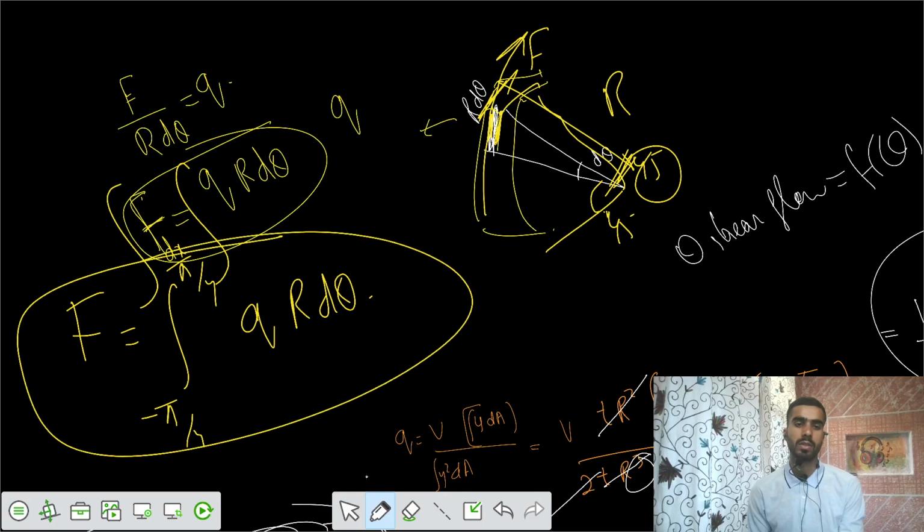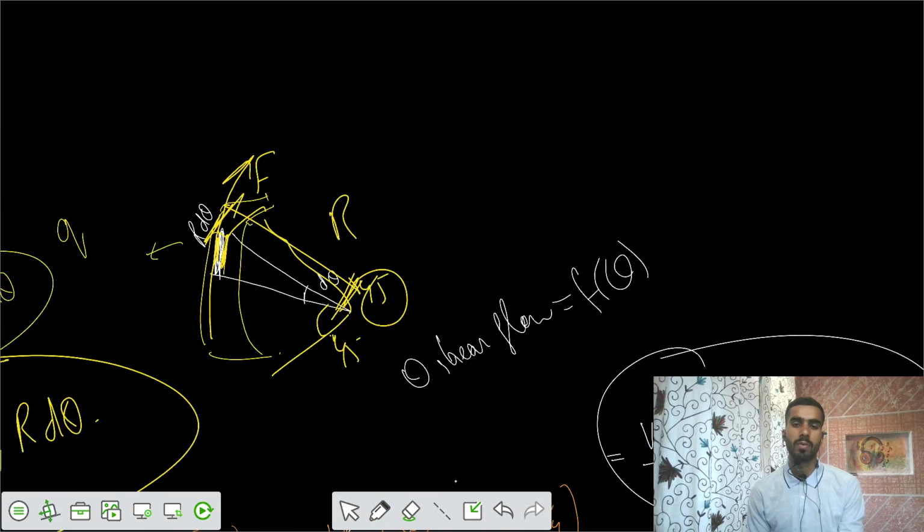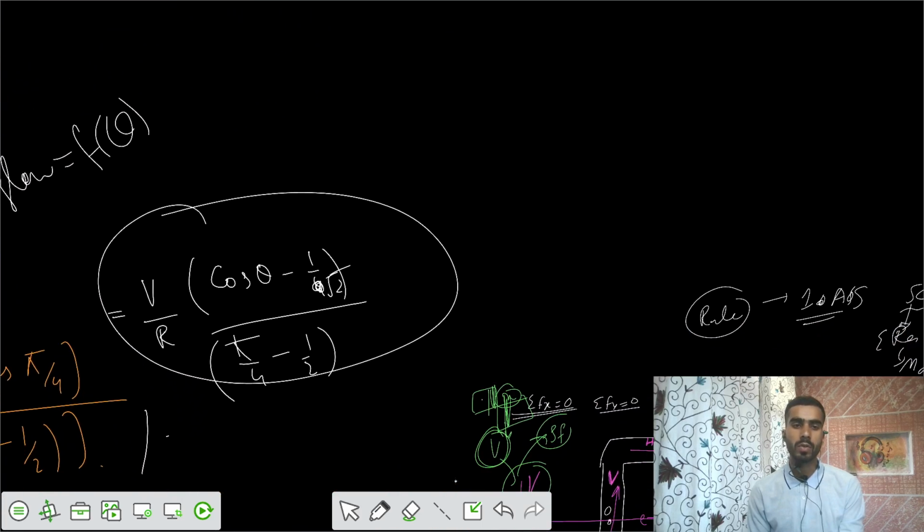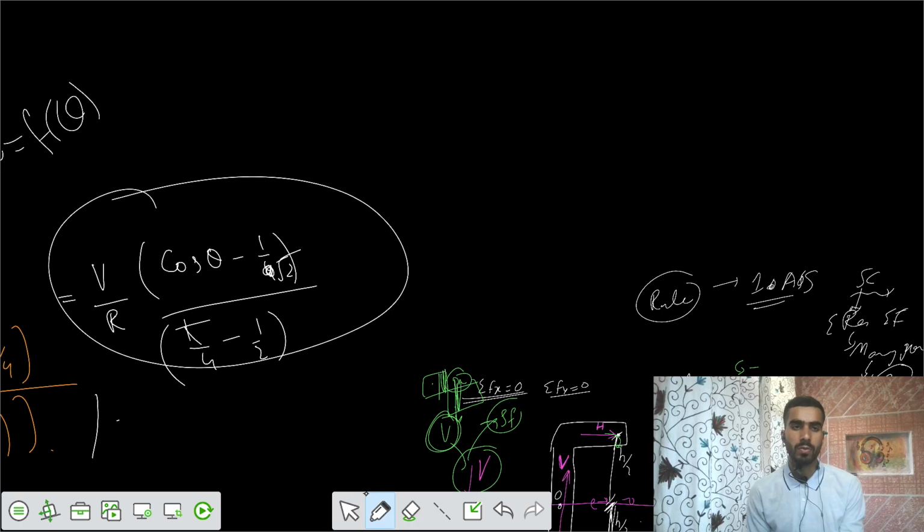So we have to solve this one now. You substitute the limits of minus pi by 4 to pi by 4. So we can write here: your total force F, that shear force F, equals V by R, cos theta minus 1 by root 2.